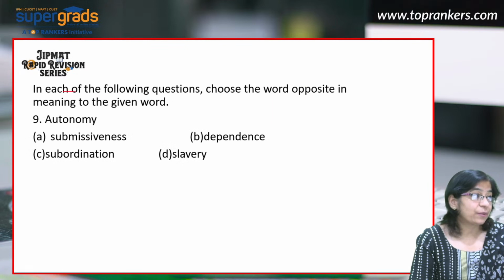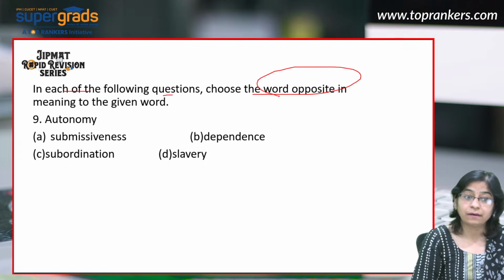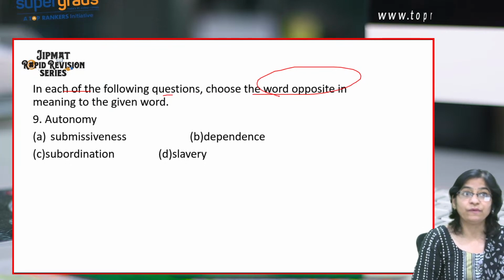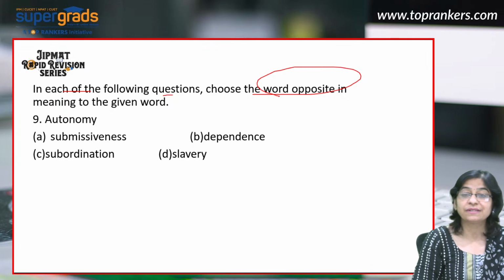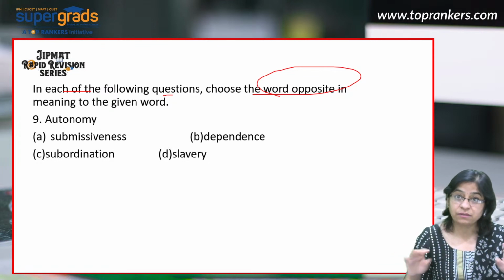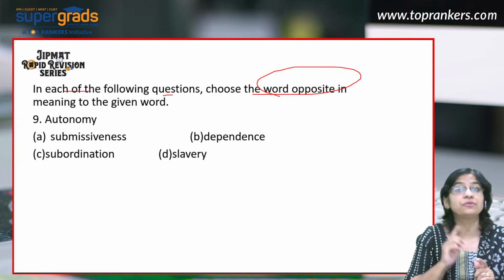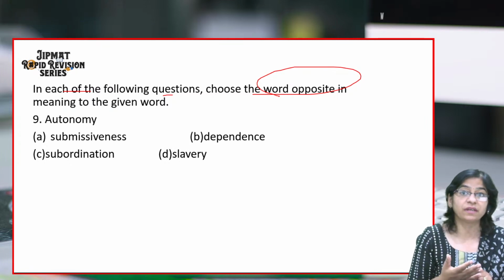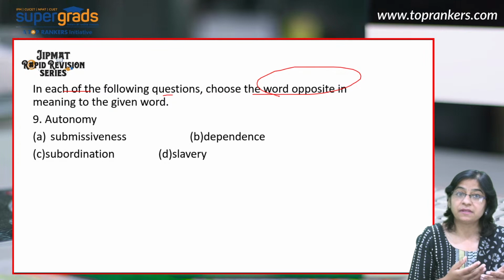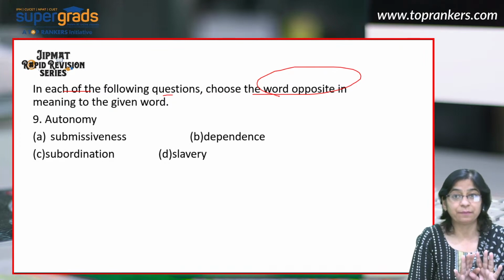The question says, in each of the following questions, choose a word opposite in meaning to the given word. People, something I'd really like to share with all of you that I often tell all my students is that whenever you're attempting any paper, don't just look at the statements and their answer choices. It's very important to read the instruction very carefully, because there are times when we overlook the instruction, and then we generally end up making a lot of mistakes.